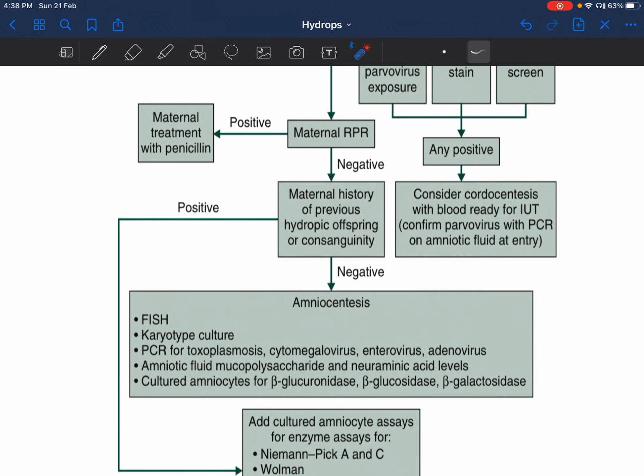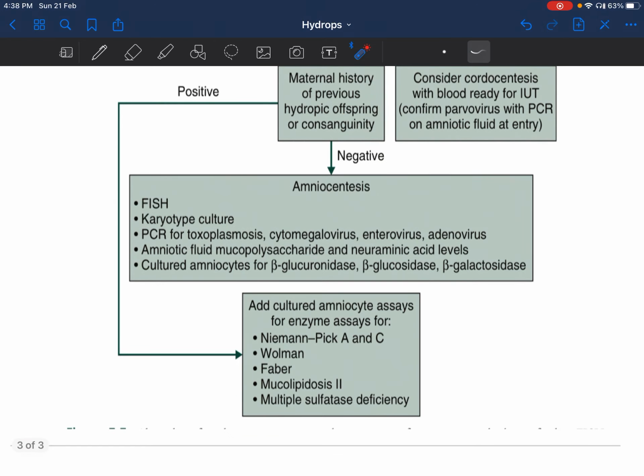Ask if there was a previous sibling, a previous hydropic offspring, or if there's a history of consanguinity. If that is positive, then you can look for enzyme assays for these disorders which can present with hydrops fetalis. What are they? Niemann-Pick, Farber, mucolipidosis type 2, multiple sulfatase deficiency. If that history is not there, you will go ahead and do karyotype and FISH analysis.